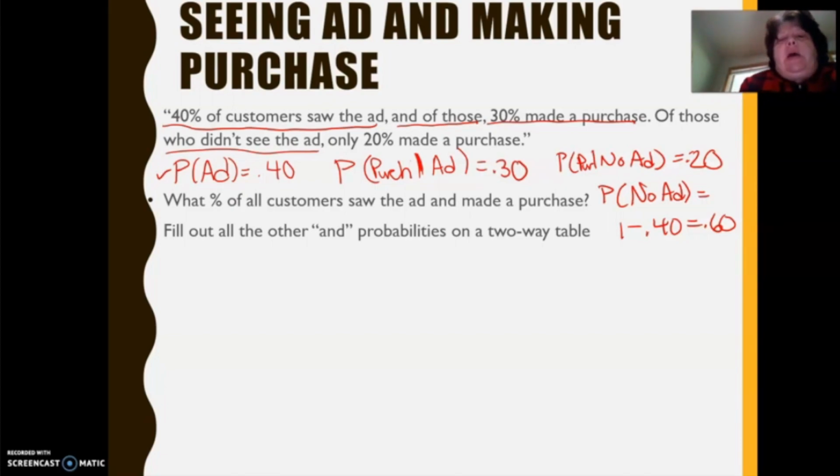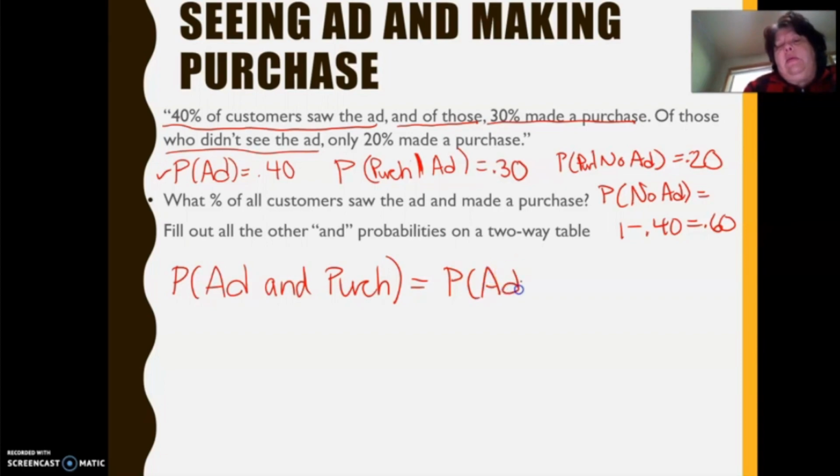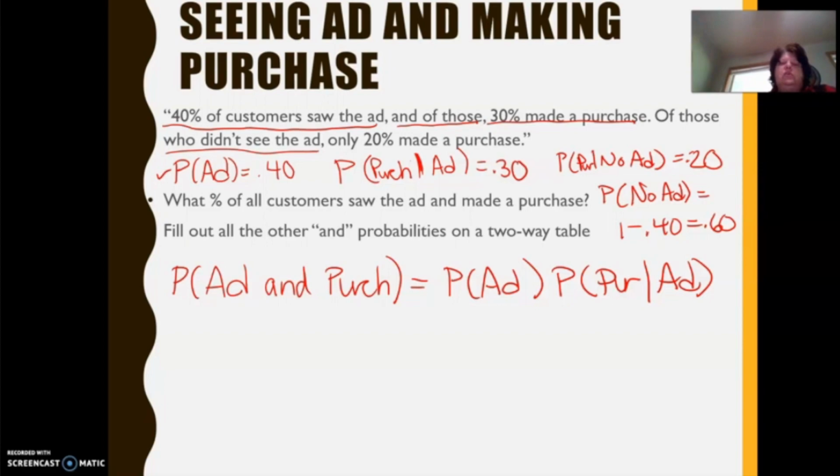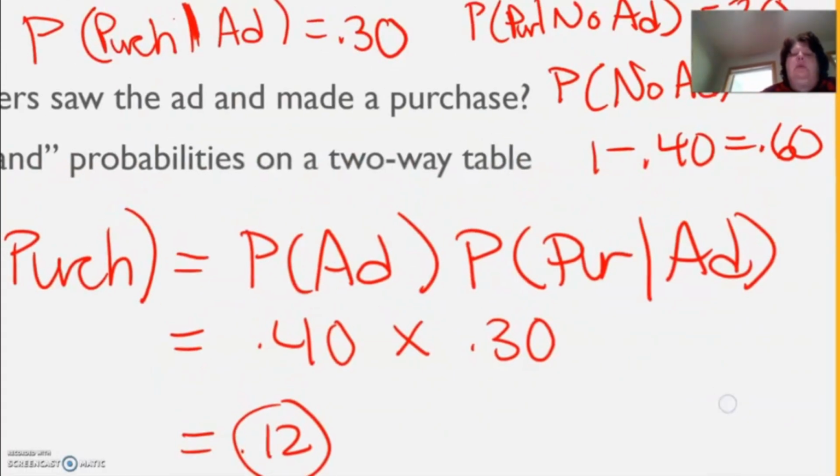So what percentage of all customers saw the ad and made a purchase? So you want an and probability: ad and purchase. And using the multiplication rule, that's the probability of ad times probability of purchase given ad. So you're looking at the people who saw the ad first, and then out of those people, look who made a purchase. Probability of seeing the ad is 0.4. Probability of purchase out of those who saw the ad is 0.3. So this is 0.12. So that would go in the upper left-hand corner of your two-way table.